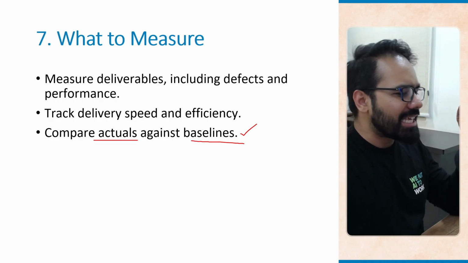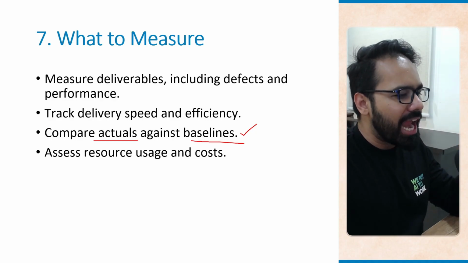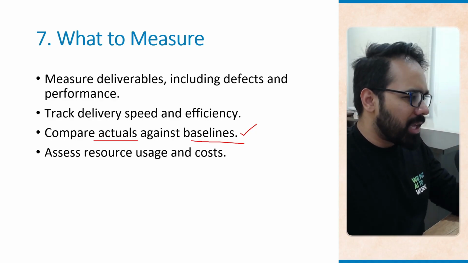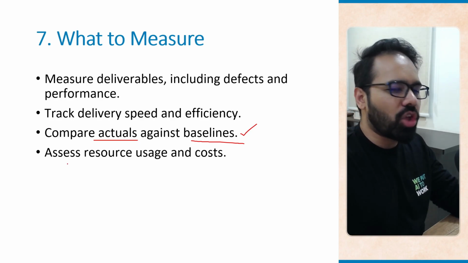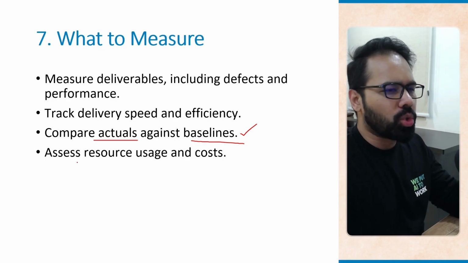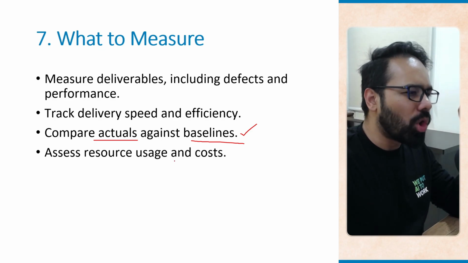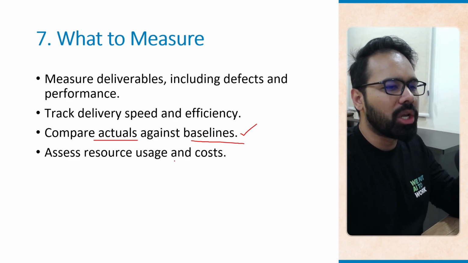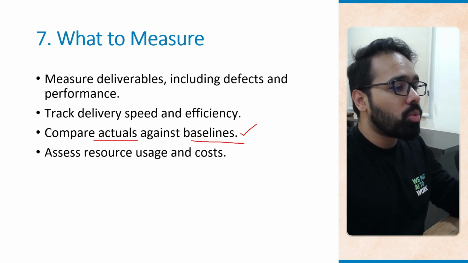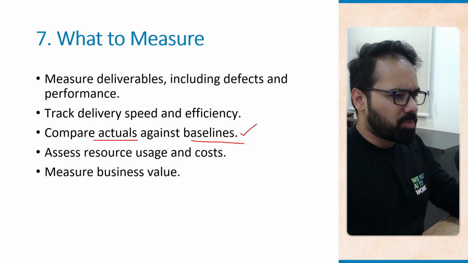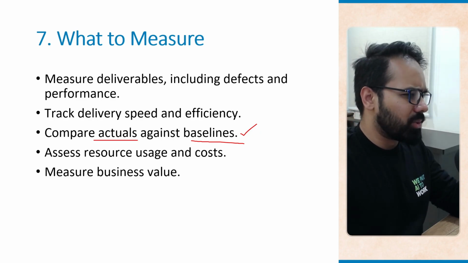Now, assess resource usage and costs. We might compare the planned developer hours with actual logged hours. So we might have thought that it is going to take 80 hours or 2 weeks for a developer, but then we can also see what were the actual logged hours by the developer himself or herself working on this project or this feature that we assign to them, right?